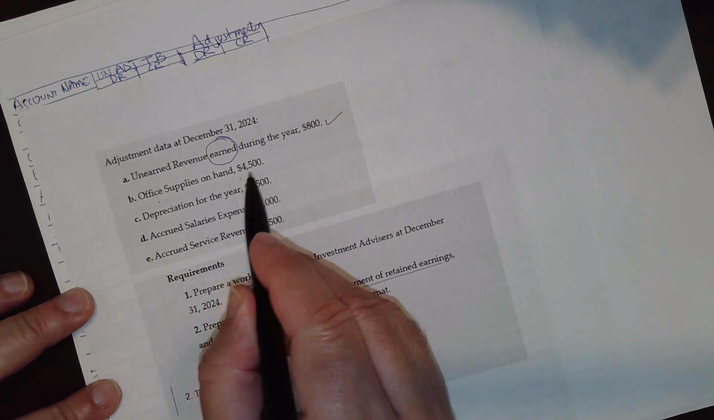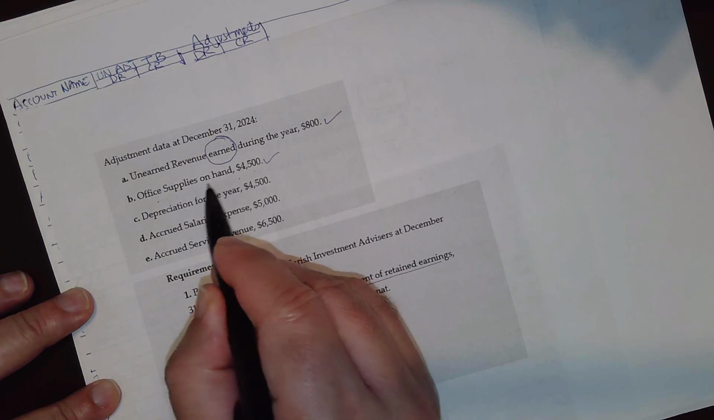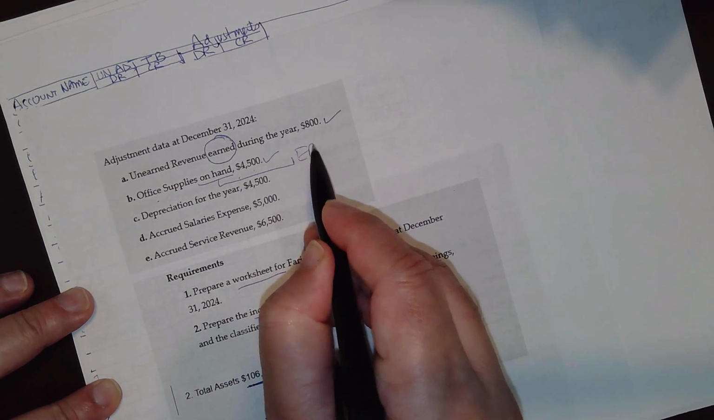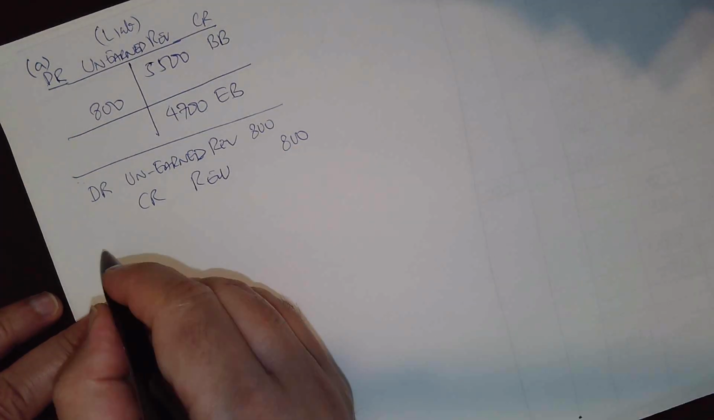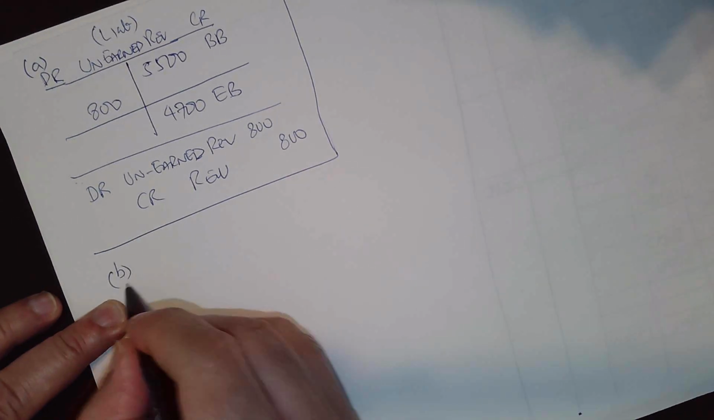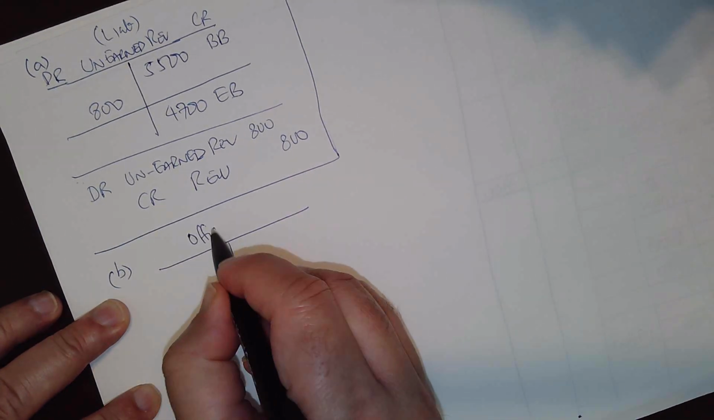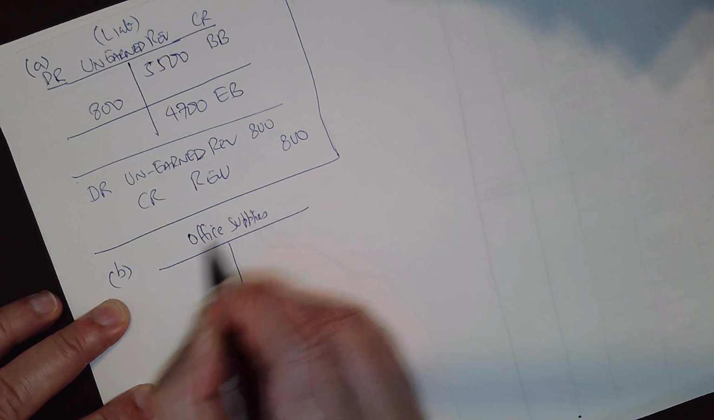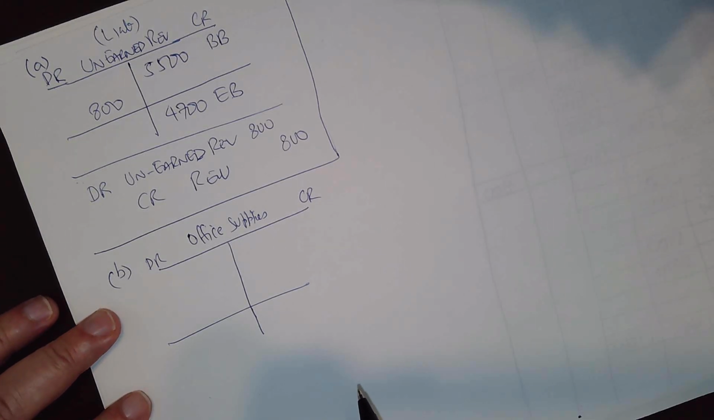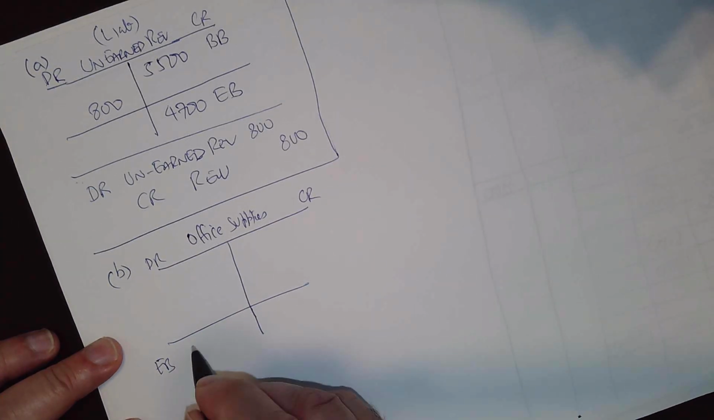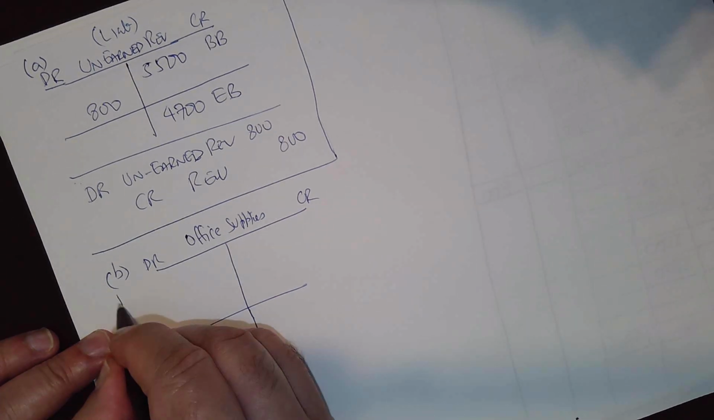Let's see what part B is saying. Part B is saying office supplies on hand is $4,500. $4,500 on hand means they gave you the ending balance. They told you what is the ending balance. So if we go over here and if we do a part B and we say office supplies, which is an asset, debit and credit. So they say the ending balance of the office supplies on hand is $4,500. All right. So this is my ending balance, $4,500, right?